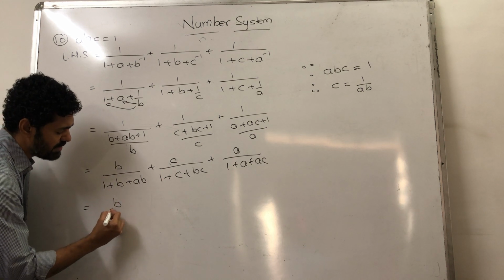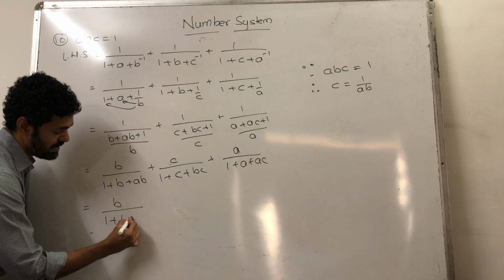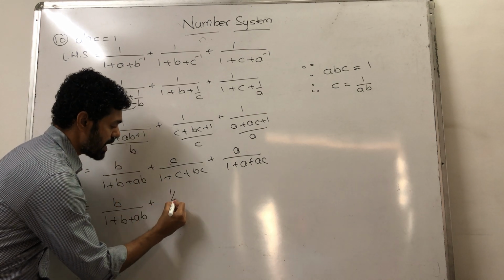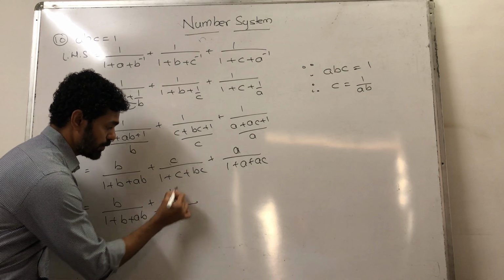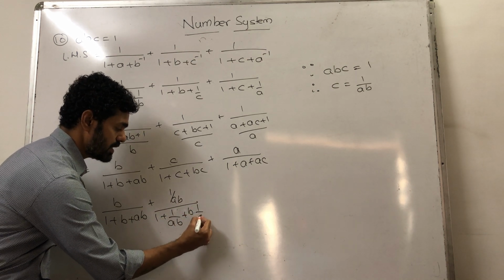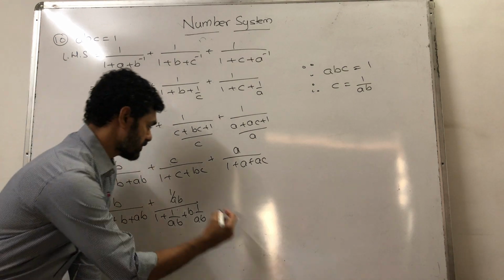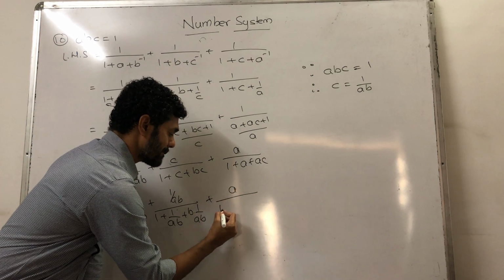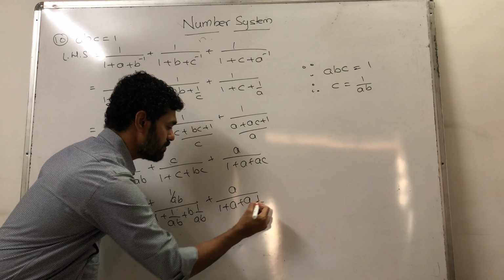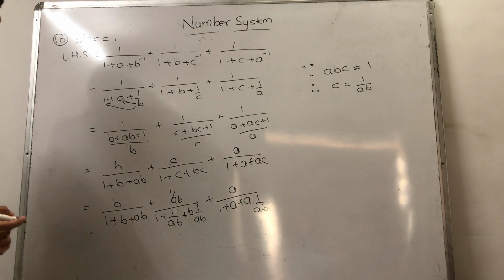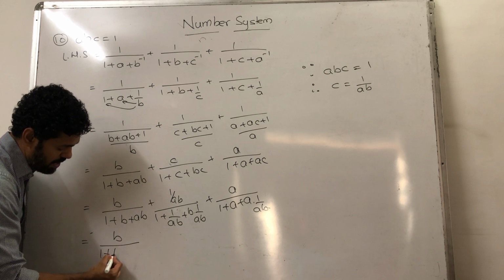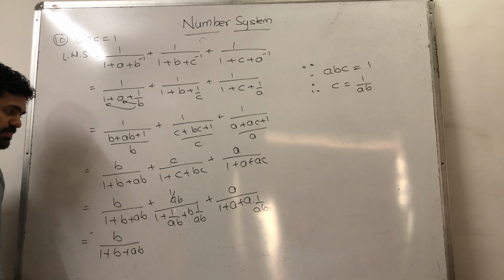The first term does not have any C. So we write it as it is. Over here, we replace the C by 1 by AB. You replace the C by 1 by AB. You have a C here. Replace the C by 1 by AB. No C here. This term remains as it is. It is B upon 1 plus B plus AB.